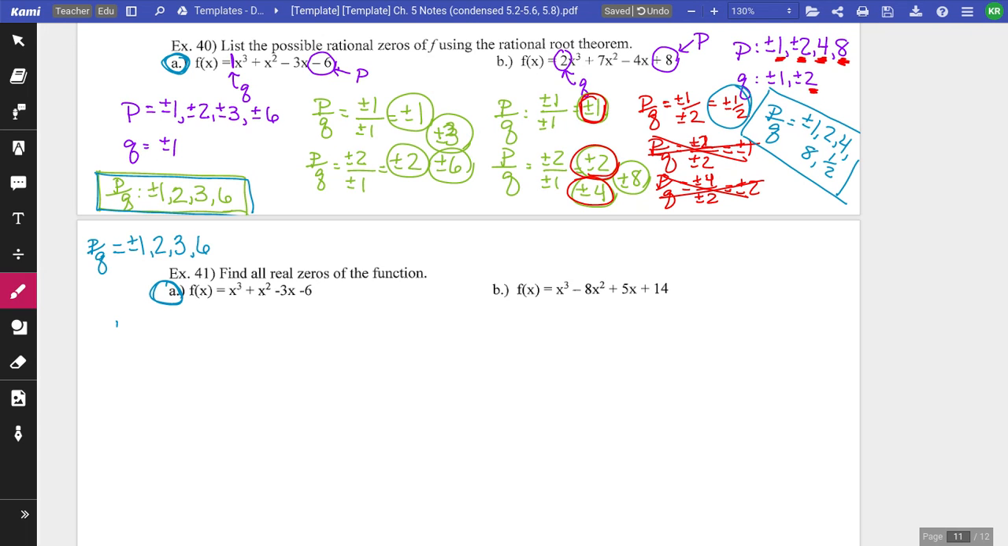So let's pick something and see if it works. Let's just start with 1. If I put 1 in my box, I write down my coefficients. I bring 1 down, multiply, add, multiply, add, multiply, and add. When I tried 1, you can see what happens. We get a remainder. Since we have a remainder, that means it's not a solution. It doesn't divide evenly. So 1 was not one of the solutions I'm looking for.